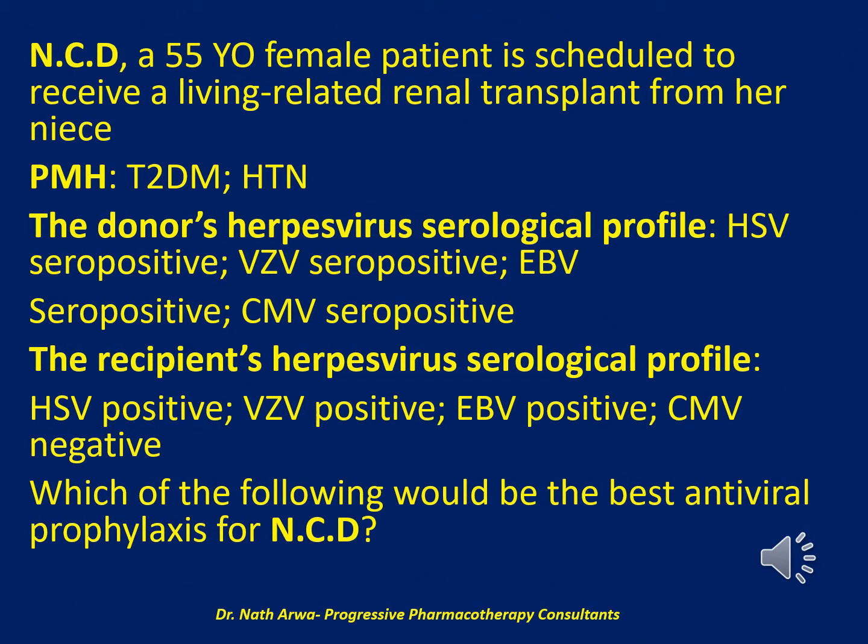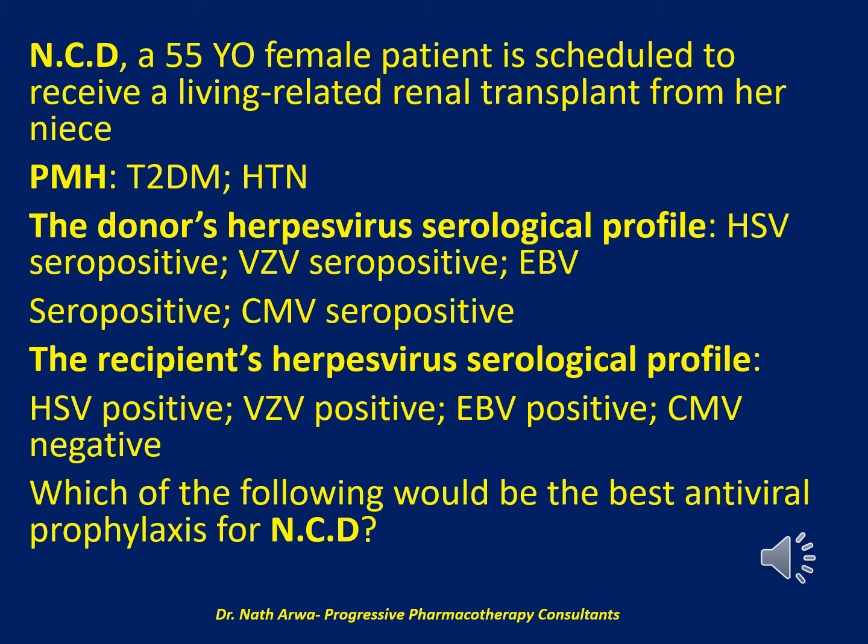And the next question reads, NCD, a 55-year-old female patient is scheduled to receive a living-related renal transplant from her niece. She has a past medical history significant for type 2 diabetes mellitus and hypertension. The donor's herpes virus serological profile is as follows: HSV seropositive, VZV seropositive, EBV seropositive, and CMV seropositive. The recipient's herpes virus serological profile is as follows: HSV positive, VZV positive, EBV positive, and CMV negative.